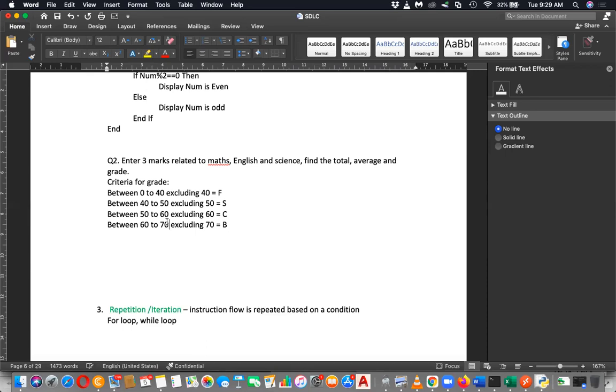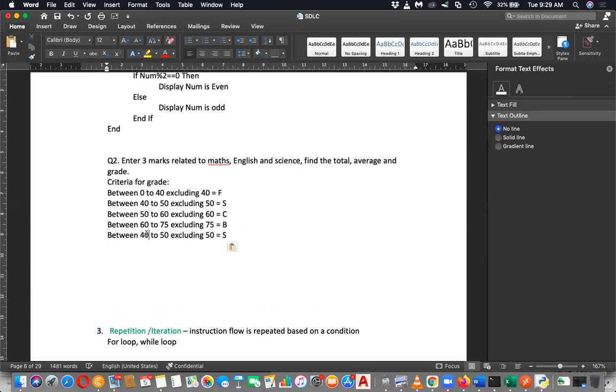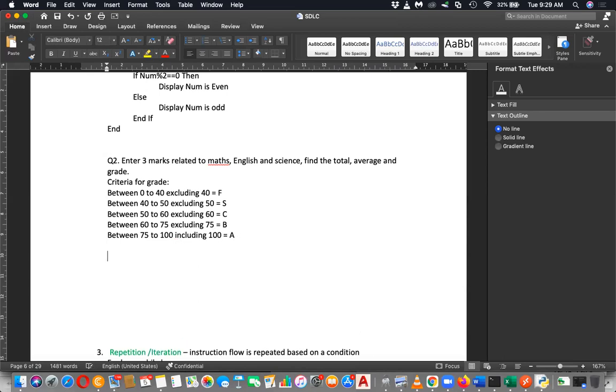So let's say 60 to 75, excluding 75, is a B pass. And if it is 75 to 100, including 100, it is an A pass. So that is the grade criteria.